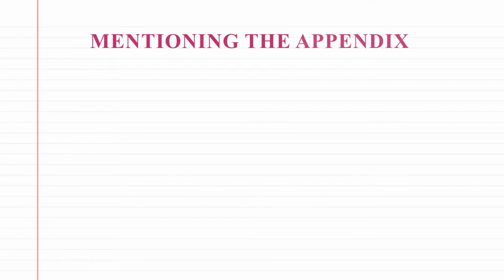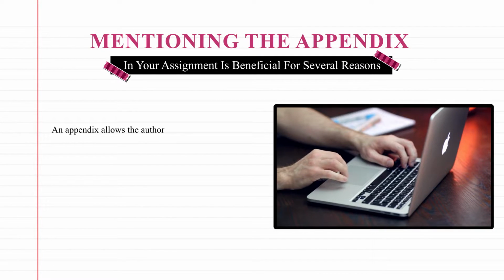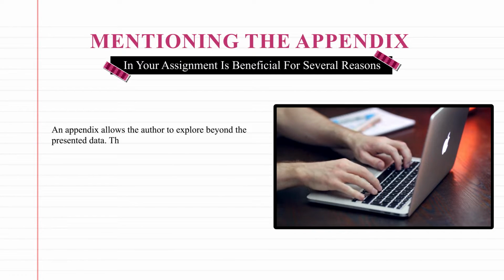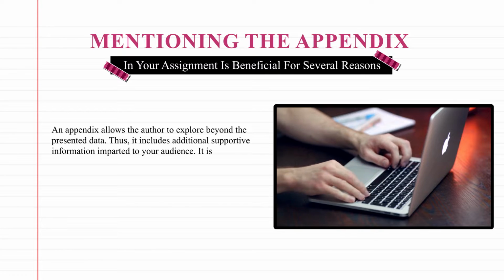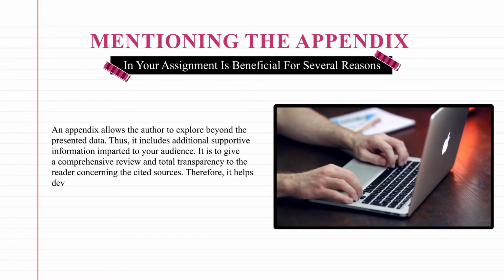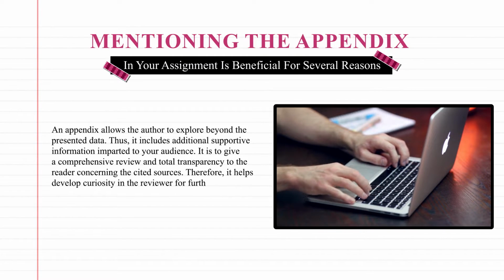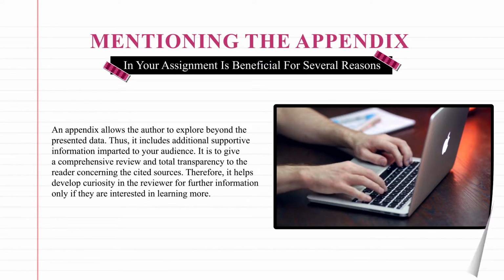An appendix allows the author to explore beyond the presented data. Thus, it includes additional supportive information imparted to your audience. It is to give a comprehensive review and total transparency to the reader concerning the cited sources. Therefore, it helps develop curiosity in the reviewer for further information only if they are interested in learning more.